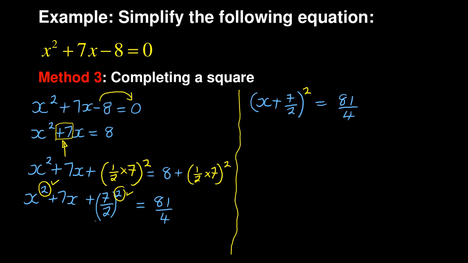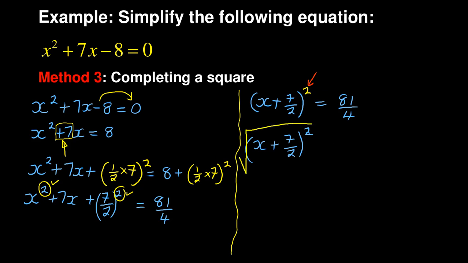So now how do I simplify that? For me to be able to simplify that, I must get rid of this particular square. And to get rid of this square, it will be x plus 7 over 2. Now remember, it is a square. So now to remove this square, what I need to do is input a square root.